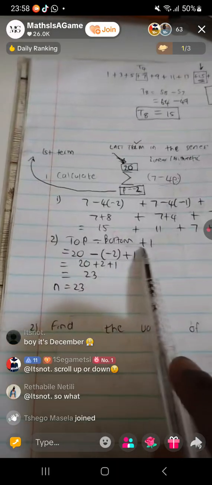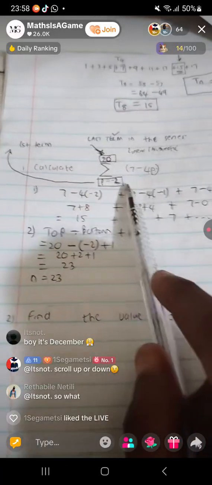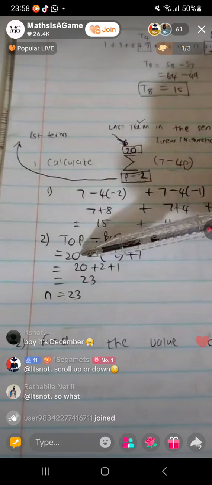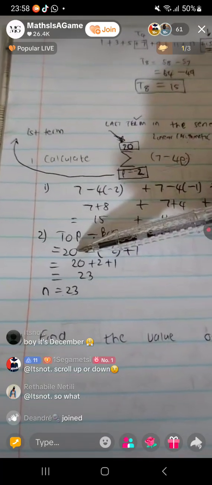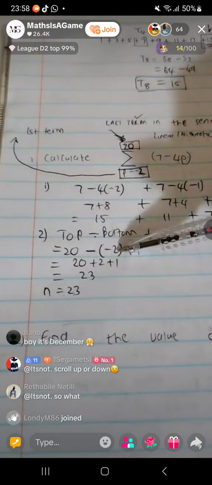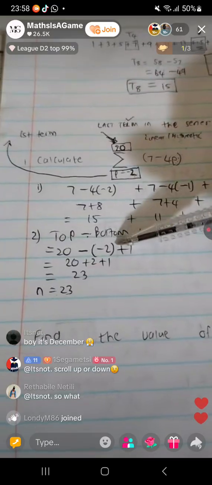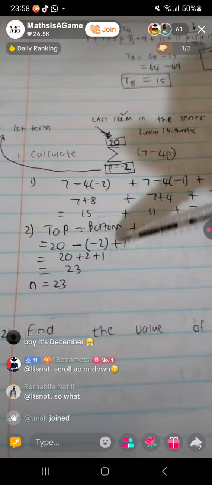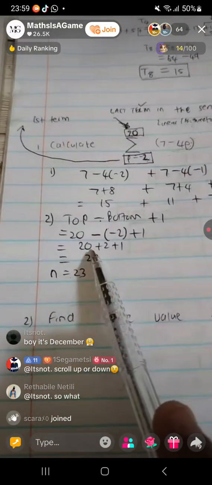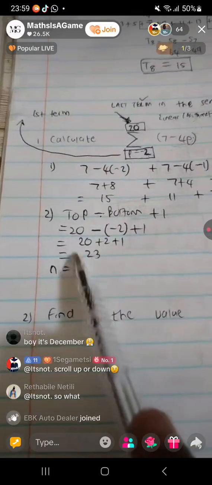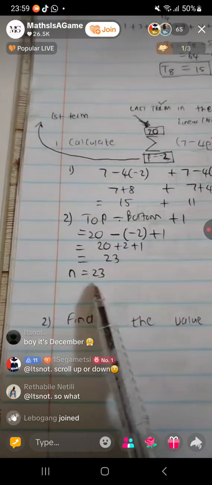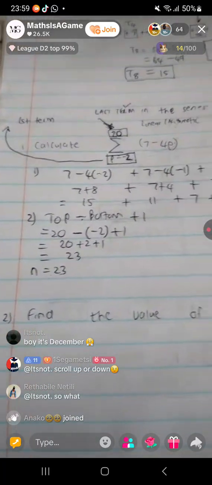Then we need to establish how many terms there are in this entire series. How do we do that? We take the top value, which is 20, which indicates our substitution for the last term. We subtract this value that we have here, which in this case is -2. Then you add 1, guys. As per culture, you add 1. You get 20 minus -2, which is 20 plus 2, plus 1, which is 23. So I am going to calculate the sum of the first 23 terms.